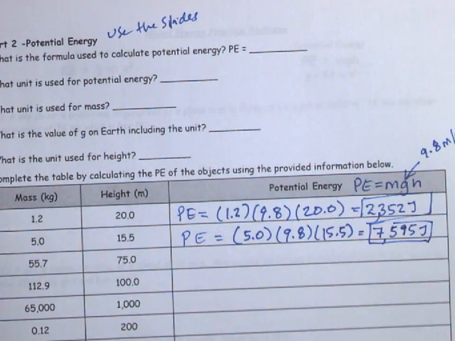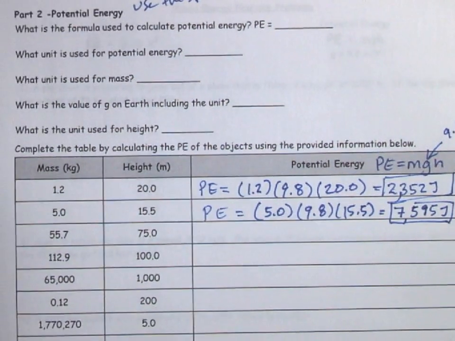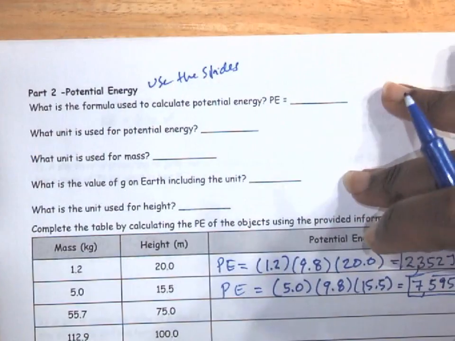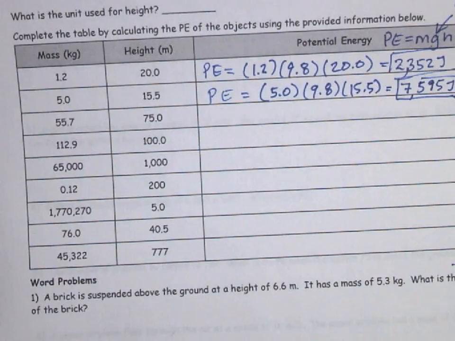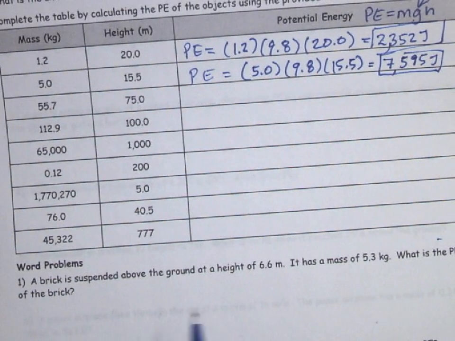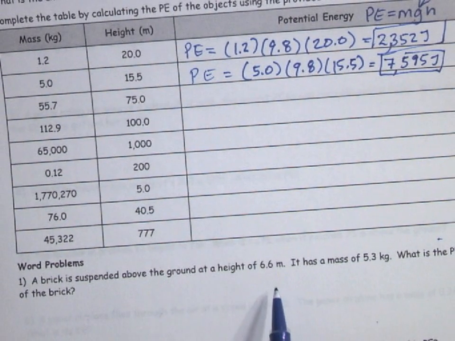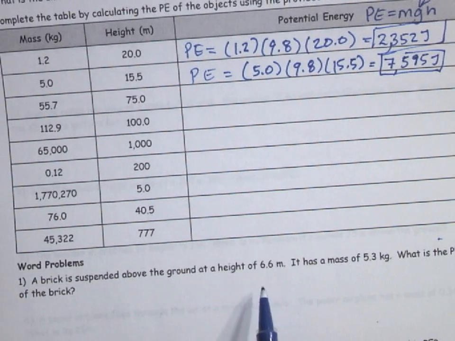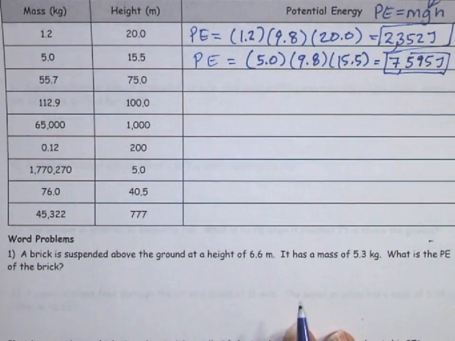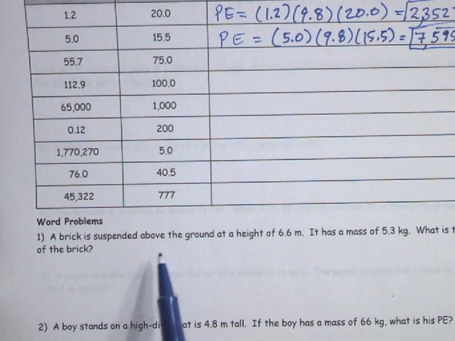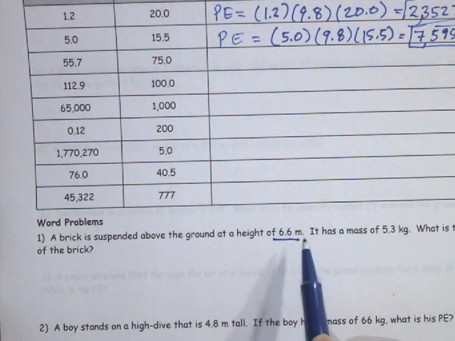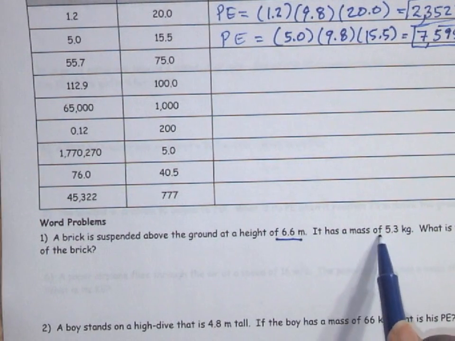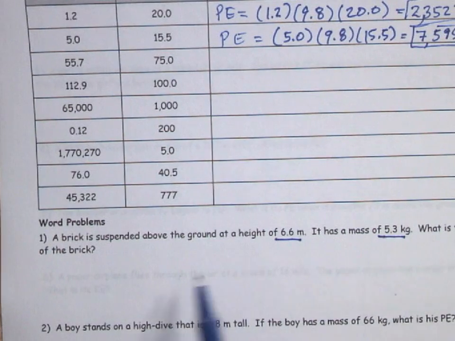Okay, now after you've filled out the information on the top, you've done some math calculation practice, now it's time for some word problems. So once again, you're going to read the word problem and you're going to identify the key information. So it says a brick is suspended above the ground at a height of 6.6 meters. I see a number, I'm going to underline it. It has a mass of 5.3 kilograms. What is the PE of the brick?